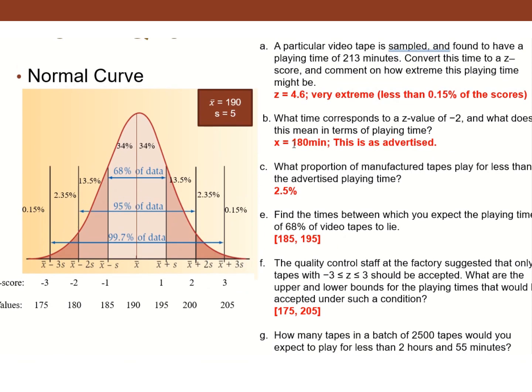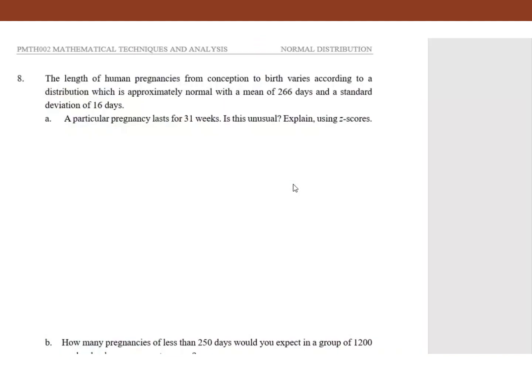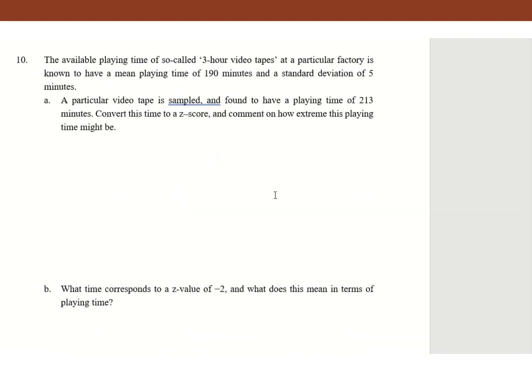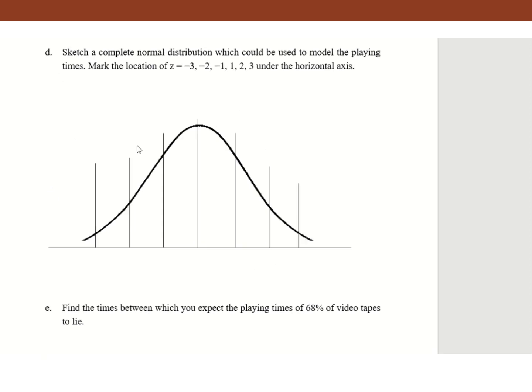This is a bit different. Okay, the available playing time of a so-called 3-hour videotape. So the advertised playing time is 3 hours, which is 180 minutes. There's a mean of 190 and a standard deviation of 5. So from your manual, let's see if they've asked you. If I were you, I would sketch this first. Because if you sketch this first, you can see things more clearly.